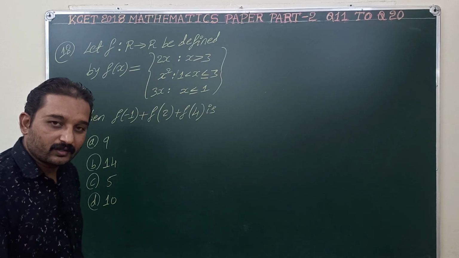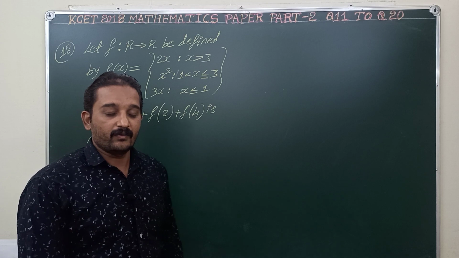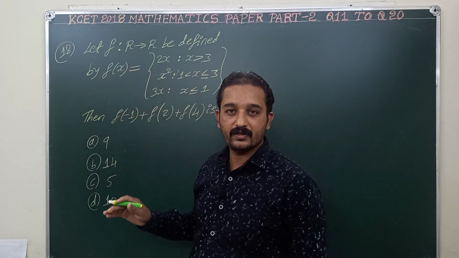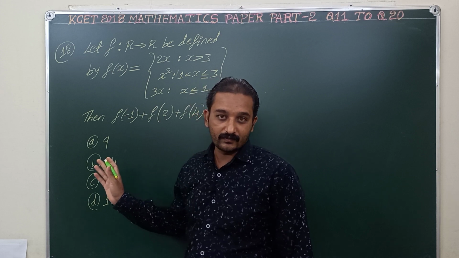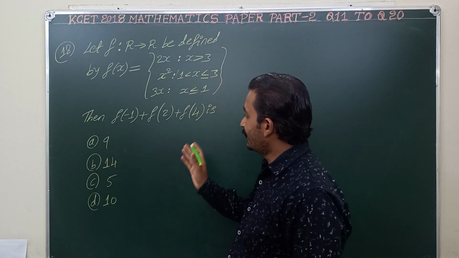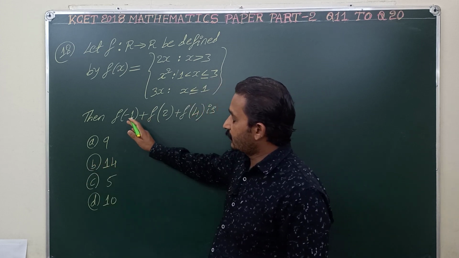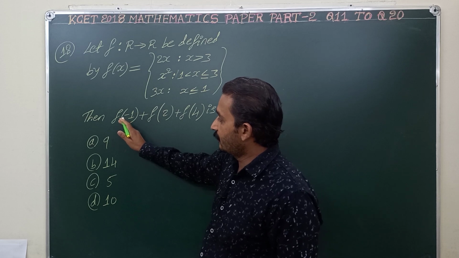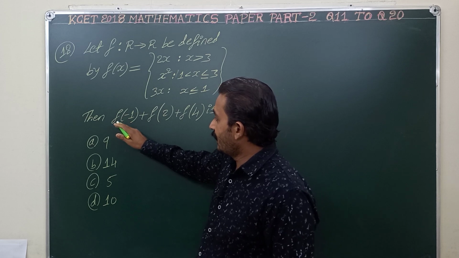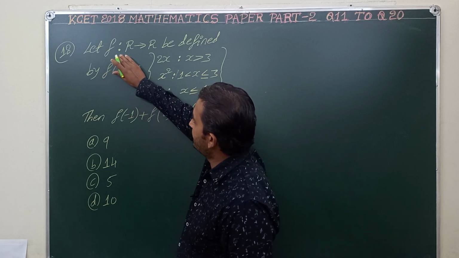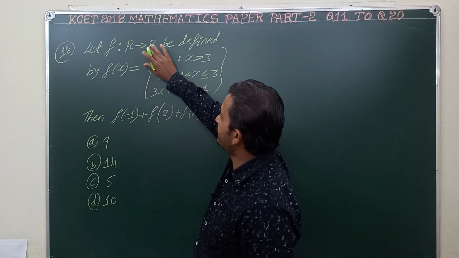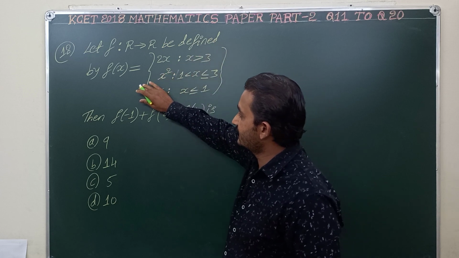So now let us move on to the next question, question number 18. Once again, this question is based on the chapter relation and function, which belongs to the first year, particularly algebra of functions. So here algebra is addition. First we have to find out the values at particular points, and then add all the values in this case. So here in this case, function f from real numbers to real numbers is defined in this type.